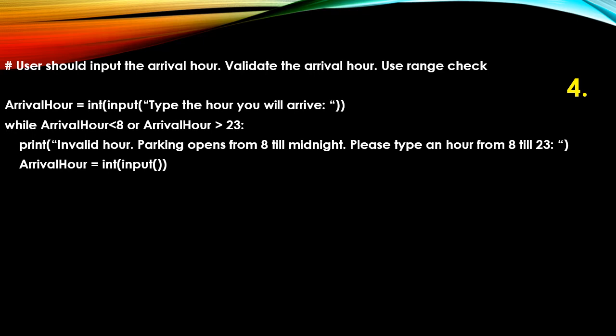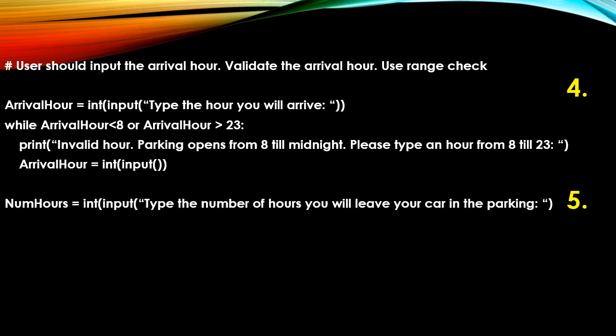The best validation to use would be range check, because the description has given us that parking is open from 8 a.m. till midnight. So, since we're using validation, we'll say while arrival hour is less than 8 or greater than 23, that's out of the range that we're allowed. So print an error message: invalid hour, the parking opens from 8 till midnight, please type an hour from 8 till 23. And of course, before we close the while loop, we need to take the input of the arrival hour.